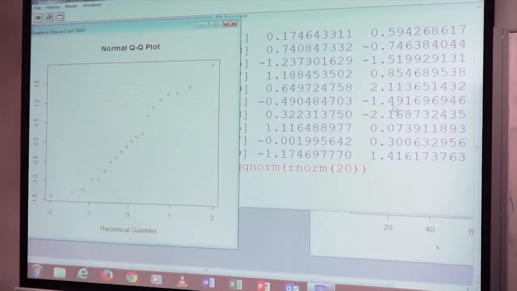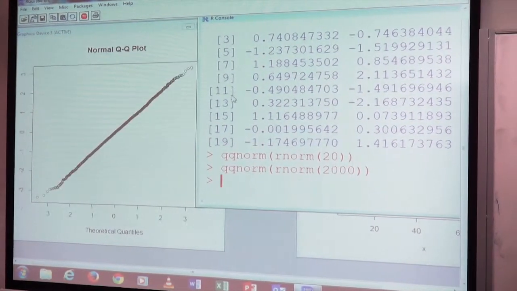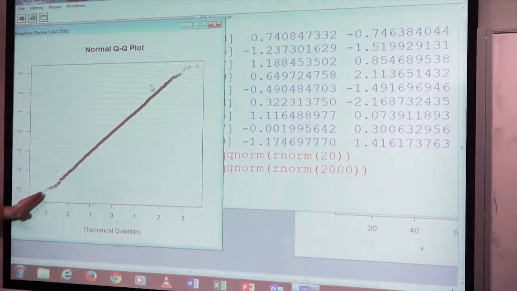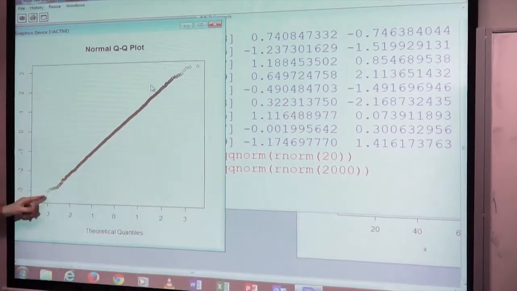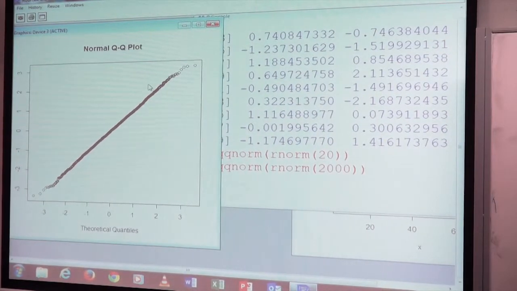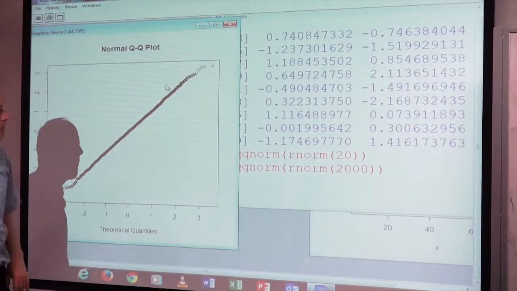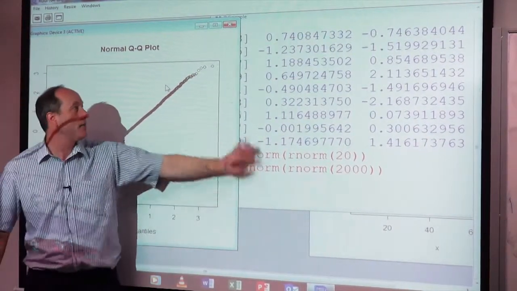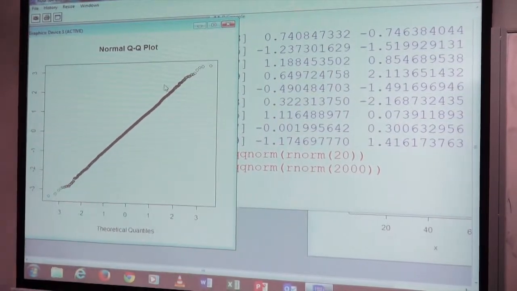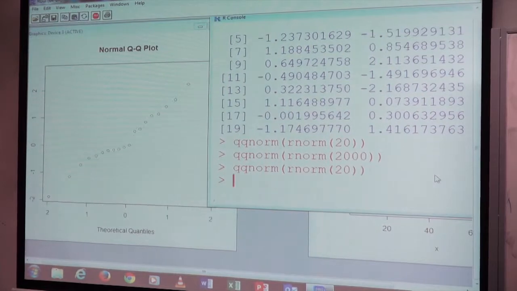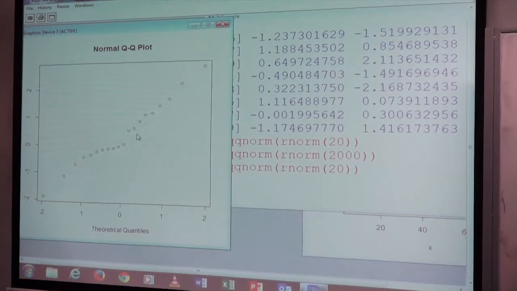I can make it more straight. Let's put a few more zeros here and see what happens. 2000, there we go. That's nice and straight, isn't it? Where's the scruff? Right at the extremes of the distribution. Any distribution has got more uncertainty right at the ends than the beginning. So it looks straight apart from the very ends of the distribution. But as the data gets more and more sparse, as we get a smaller and smaller data set, we see bigger and bigger deviations from a straight line.